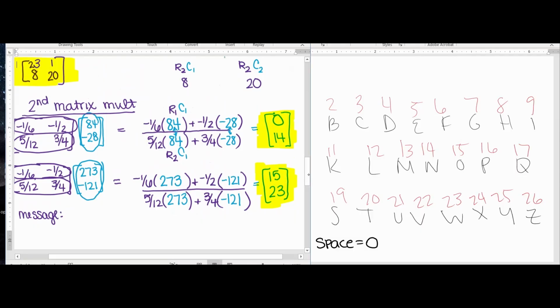Starting with the top left of our first number, we have 23. Listing vertically, 8, 1, 20. And then the second matrix, whether you did it as a 2 by 2 times a 2 by 2, or you broke it up like this, either one is fine. We would have 0, 14, 15, 23. But this isn't a message. We still need to convert it back into the alphabet. Otherwise, nobody knows what we're talking about.